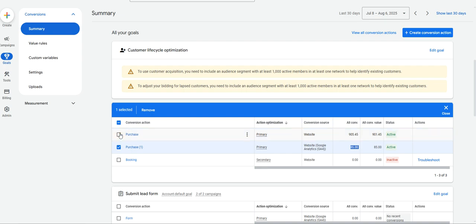I would assume this top one is very inaccurate. I don't think you had 905 sales in the last 30 days. 85 sounds a lot more reasonable. So two issues here. One of these is inaccurate, and two, you're double tracking, which is way over skewing your data and way skewing your conversion cost per lead and all that. So fix this. Pick which one's correct, delete the other, or whatever.